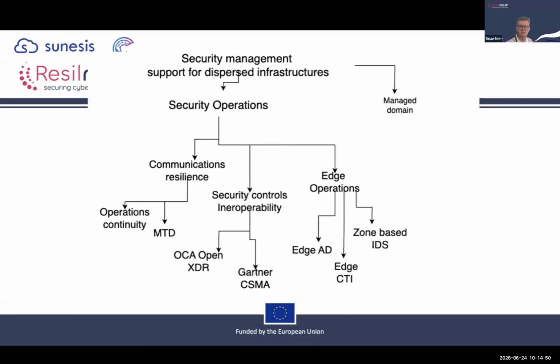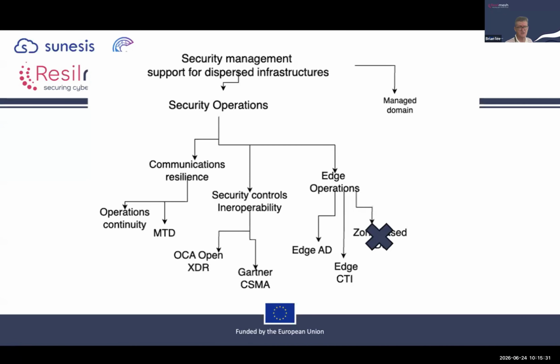But jumping ahead to our support for dispersed infrastructures, there are 3 legs on this stool. If I look at the right-hand side, our first capability is around edge operations. There we provide a number of solutions for edge anomaly detection, looking at network traffic, among other things. We provide support for edge CTI through another of our STP projects. And finally, then, we believe that we provide support for zone-based IDSs. Although we do not, at this point in time, implement that, we do have the capability to build on that to see.